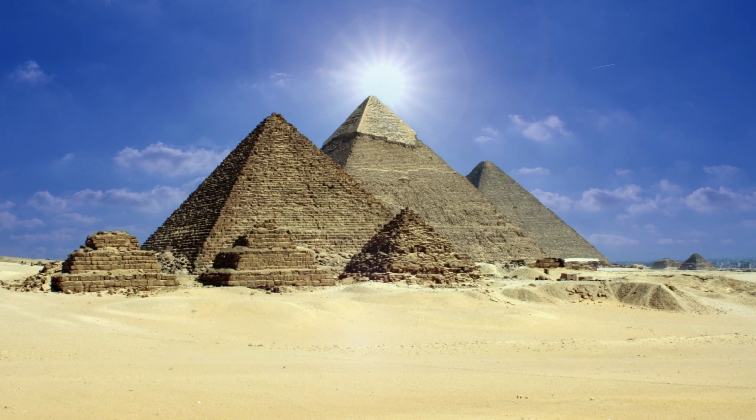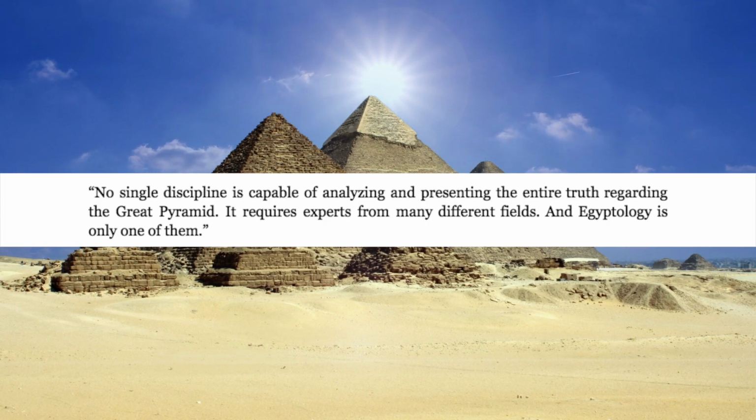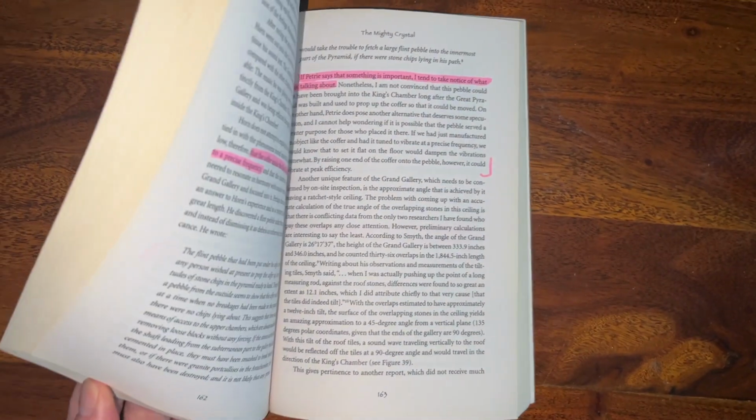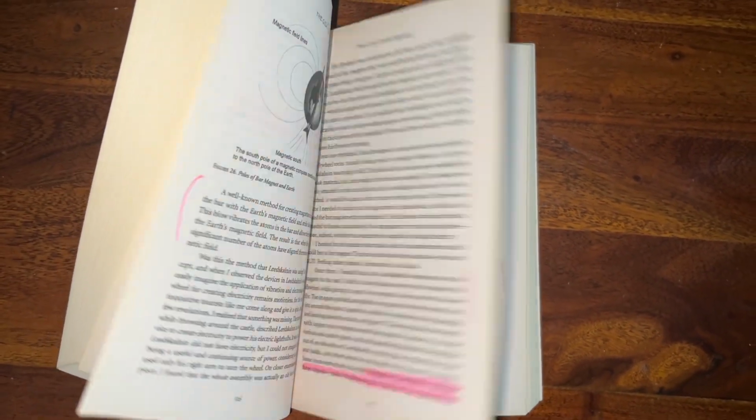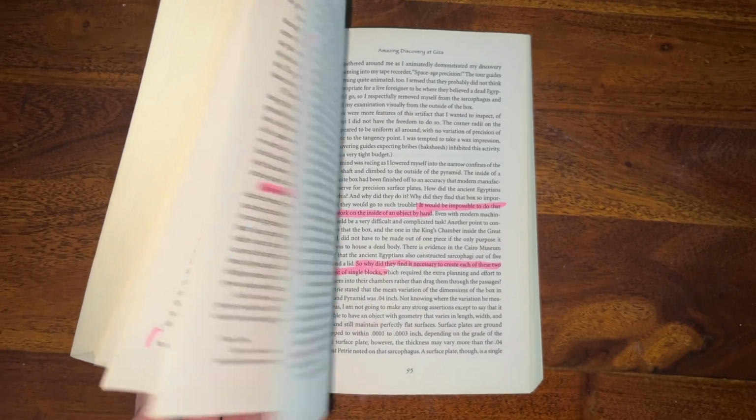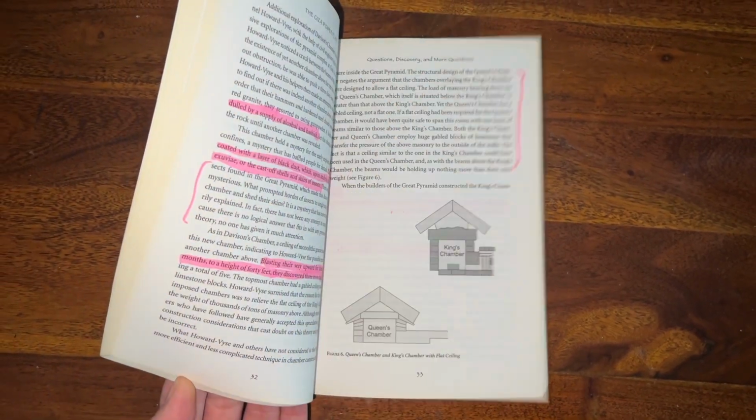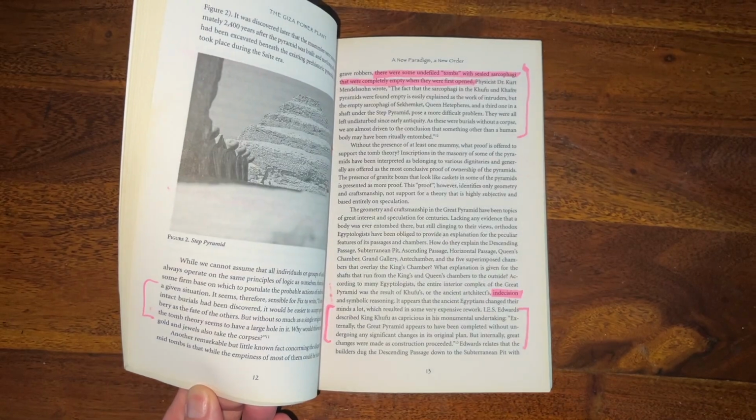He rounds out his prologue by stating that no single discipline is capable of analysing and presenting the entire truth regarding the Great Pyramid. It requires experts from many different fields, and Egyptology is only one of them. Now, this is a weird thing to put into a paragraph that is closing up a prologue to a complete total overview of the Great Pyramid, its design, function, and the tools that were potentially used to build it.